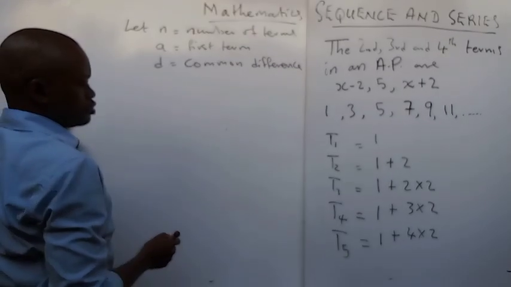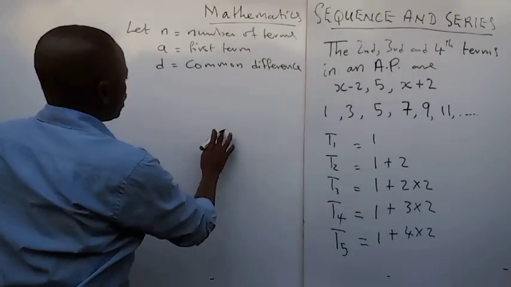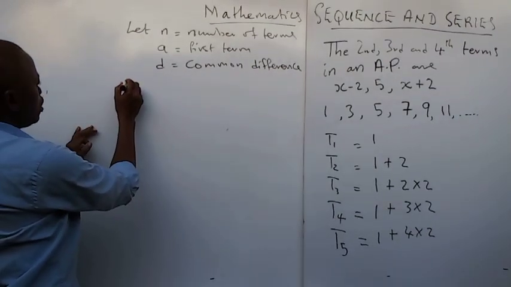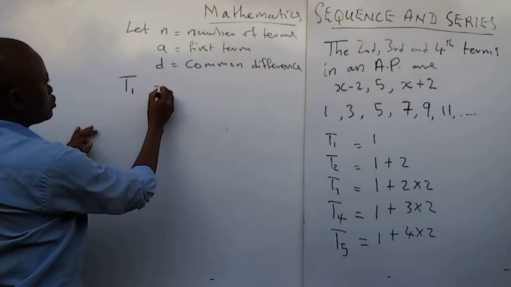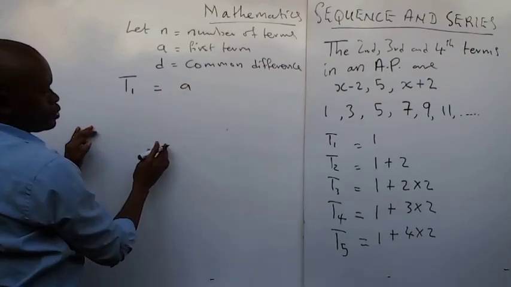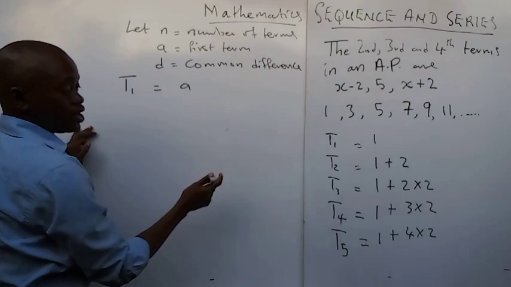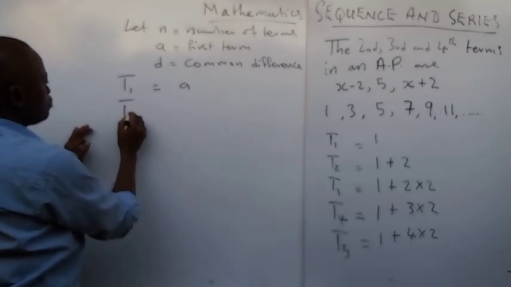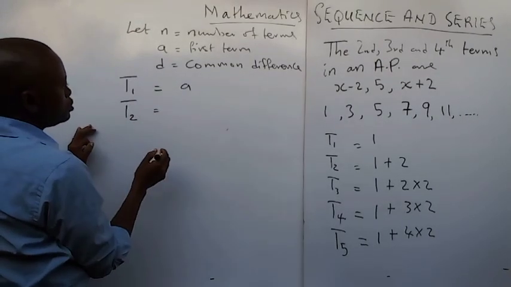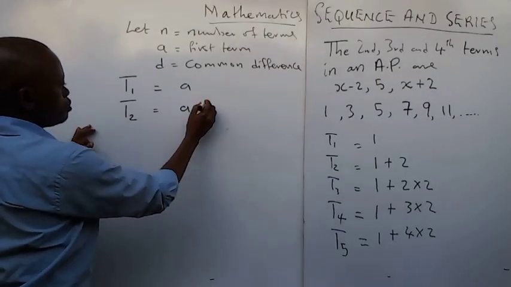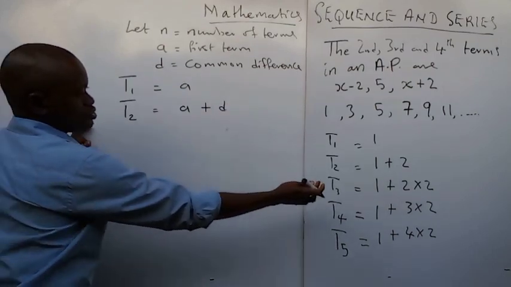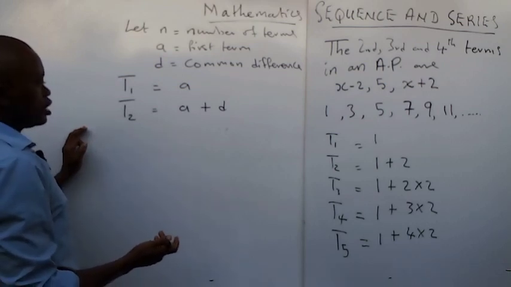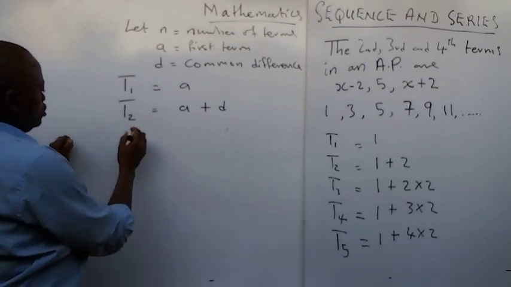Okay, you realize that by what you are seeing, I can say T1 is equal to the first term A. Did you see there, 1 being 1, T1 being 1? T2, term number 2, being A plus the common difference. Did you see that the common difference between them is 2?